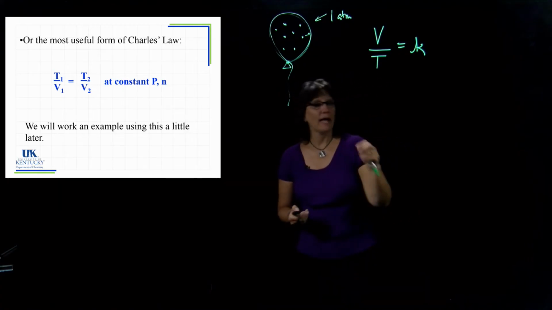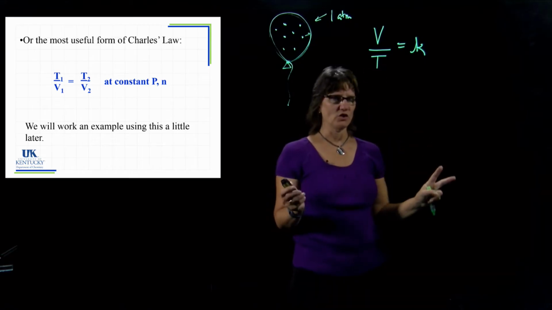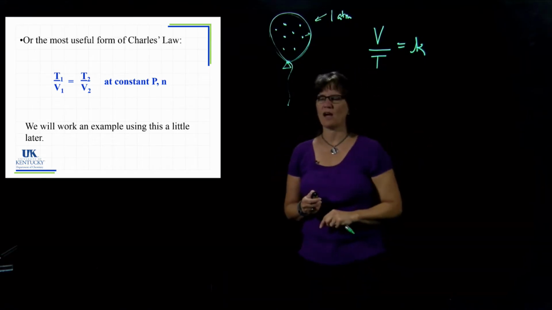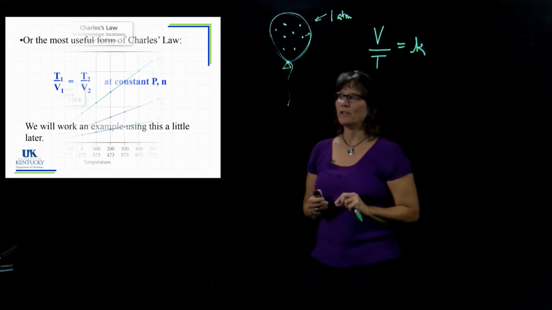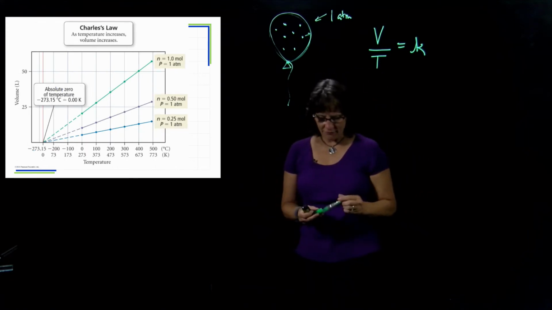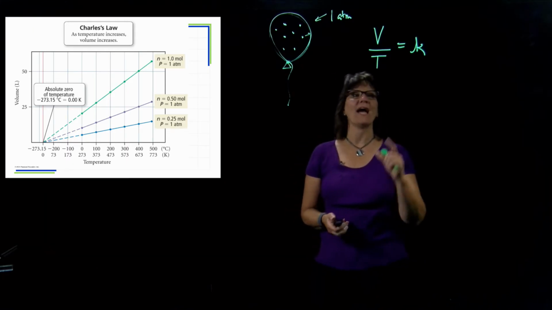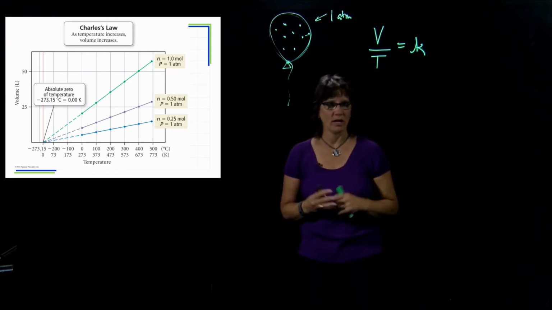All right, later we're going to be working with calculations for this. We're just introducing all of these concepts right now. I do want to look at this graph. This graph and the work with Charles's law is what helped obtain for us absolute zero, or 0 Kelvin.